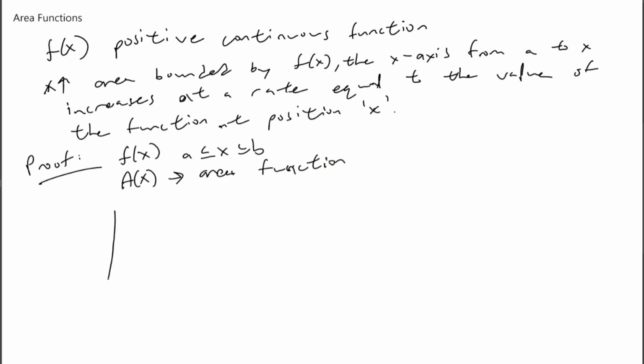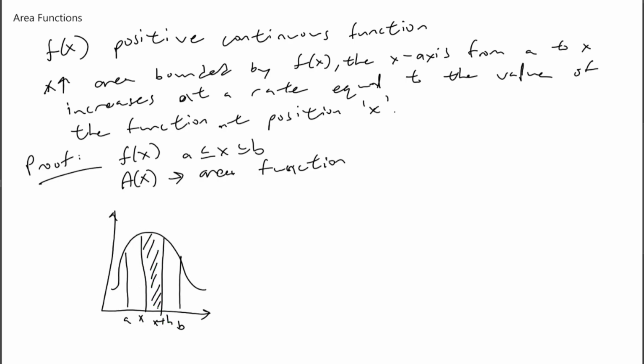Let's draw out some arbitrary function here with interval a and interval b. Let's have these two points here, x and x plus some arbitrary number h. This is the shaded region that we want to find. We know that this will be found using the area function, A of x plus h minus A of x. If you look at it, this shaded region is all of the area to the left of it subtracted by all the area to the left of x.